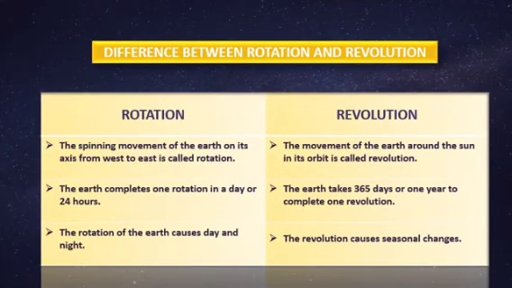Now, let us understand the difference between rotation and revolution. The spinning movement of the Earth on its axis from west to east is called rotation. The movement of the Earth around the Sun in its orbit is called revolution. The Earth completes one rotation in a day or 24 hours. The Earth takes 365 days or 1 year to complete one revolution. The rotation of the Earth causes day and night, whereas the revolution causes seasonal changes.